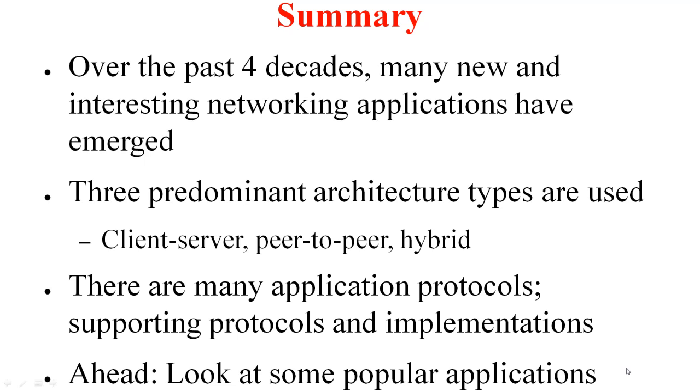So to summarize, over the past 4 decades, there has been an explosion of applications. Each decade sees a few killer applications. These applications follow 3 predominant architecture types: client-server, peer-to-peer, or a hybrid between both. There are many application protocols which are relied upon to provide a specific internet service, and these application protocols often have some supporting protocols, and they can have different implementations as well. That is, application processes that implement this particular protocol. Up ahead, we will look at some popular applications.